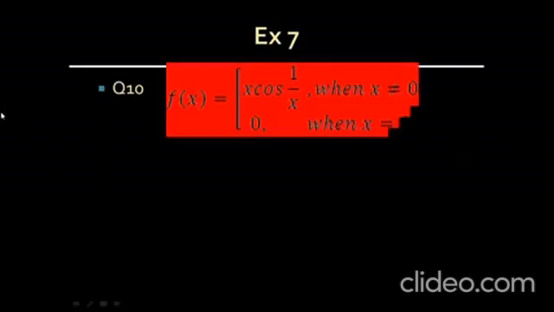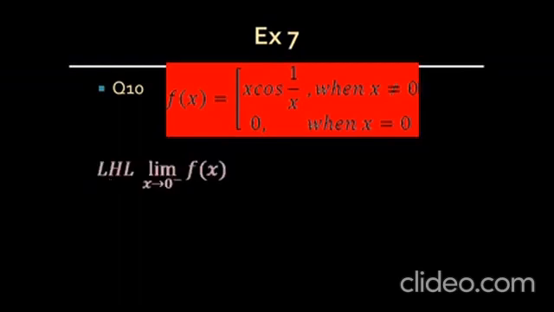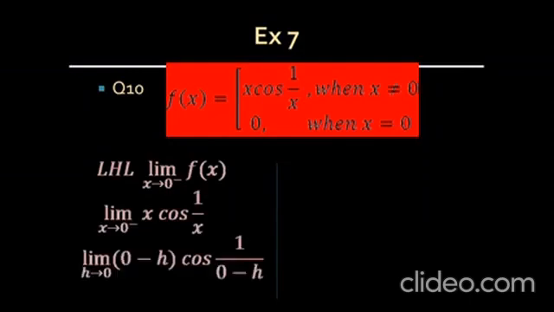Now look at exercise 7, question number 10. In question number 10, it is given f(x) is equal to x cos 1 upon x when x is not equal to 0. f(x) is also equal to 0 when x is equal to 0. So, first of all, we need to find the left hand limit. Left hand limit is limit x tends to 0 minus of f(x). Put the value of the function. The value of the function is given as x cos 1 upon x, and after writing it you have to replace x by 0 minus h.